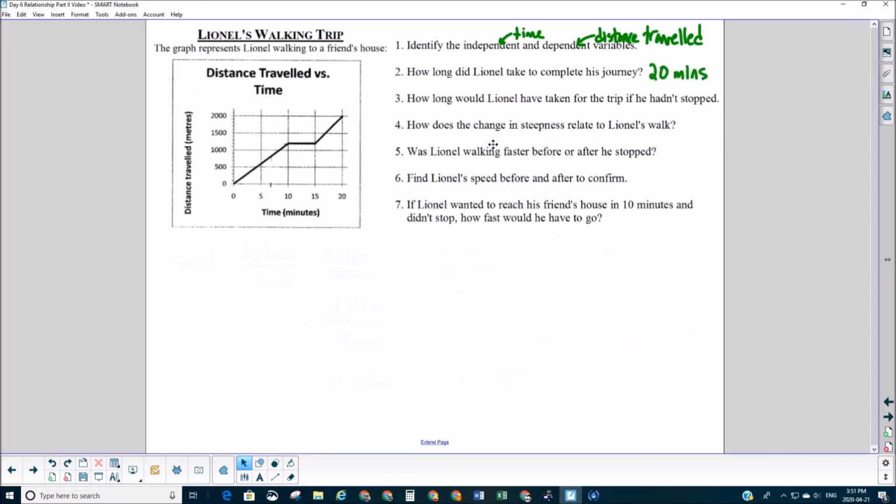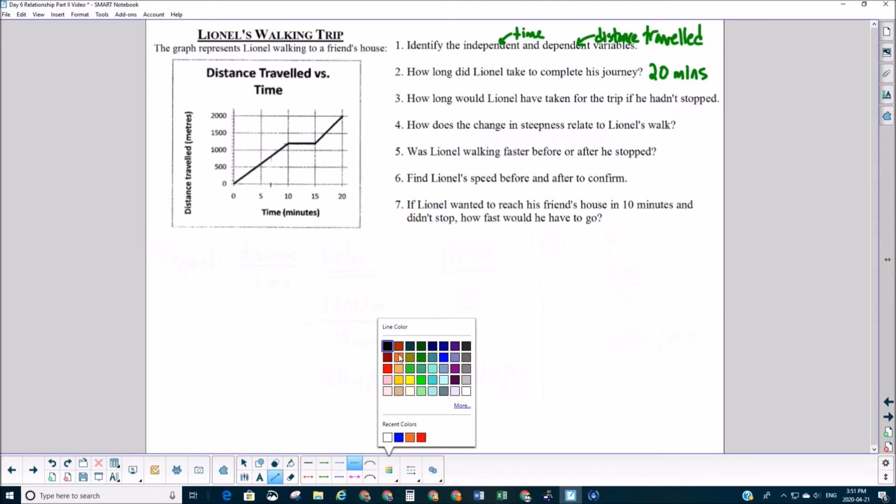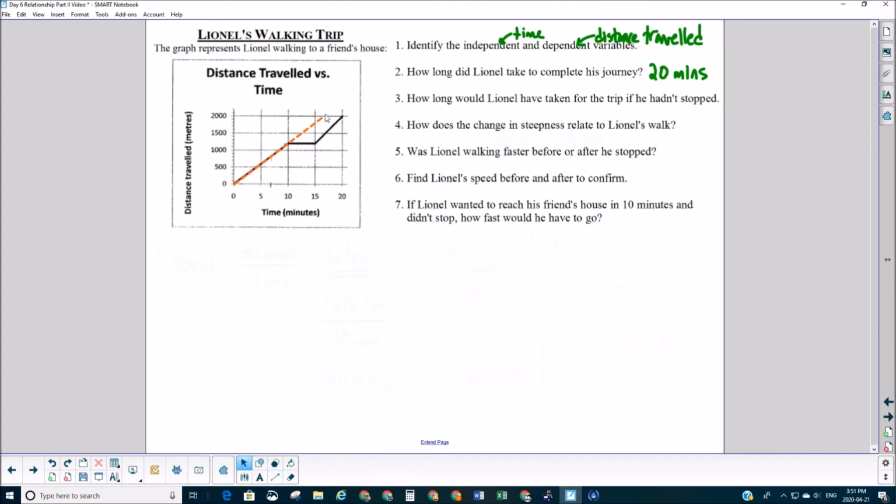How long would Lionel have taken for the trip if he hadn't stopped? This is the spot where he has stopped. I'm going to suggest this: if he had gone along at this pace and didn't stop, he would continue along at this pace. So let's actually explore that a little bit. I'm going to draw a graph here, and I'm going to make it orange. I'm going to start here and follow this path, and say he didn't stop, and he would keep going along that path until he got to the 2,000 meter mark, which to me is not quite halfway, maybe around 17 minutes would be my guess.